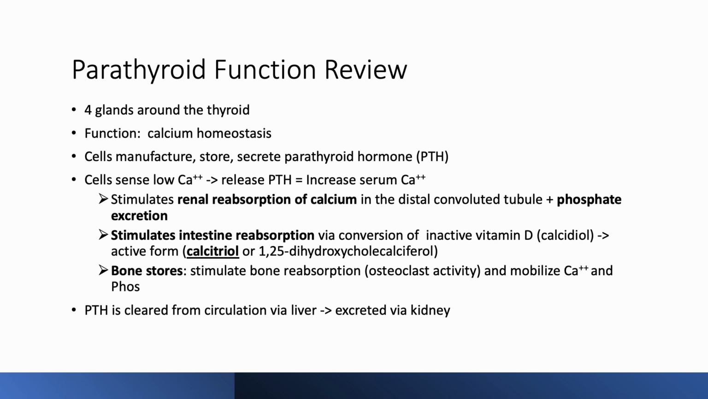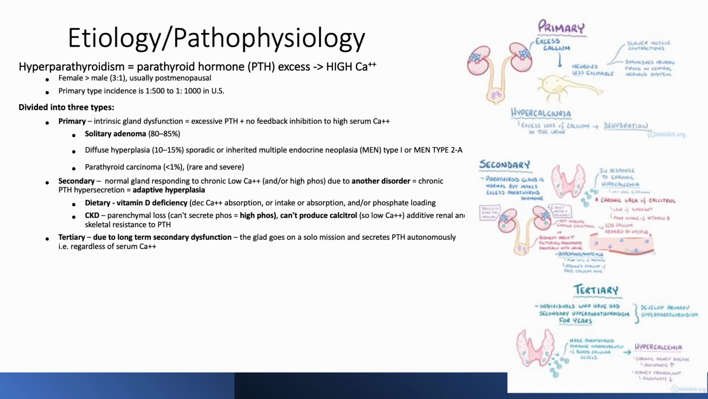So if we have reduced or absent PTH action, we can end up having issues with hypocalcemia, hyperphosphatemia, and hypercalciuria, right? So instead of excreting the phosphate, we're excreting calcium. Now that we've reviewed the normal function of our parathyroid gland, we can understand that hyperparathyroidism means that we have excess parathyroid hormone being released, which will result in high serum calcium.